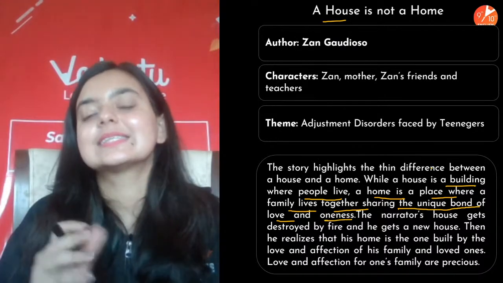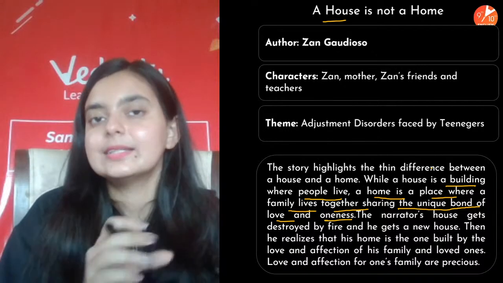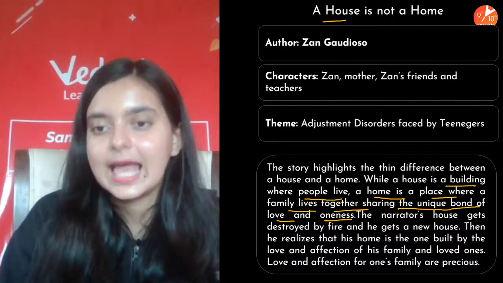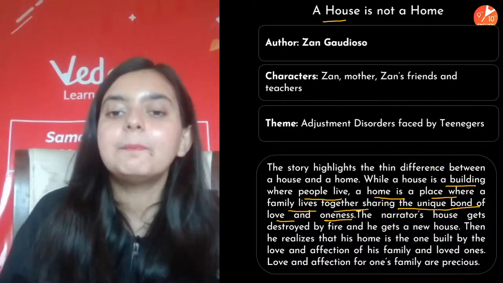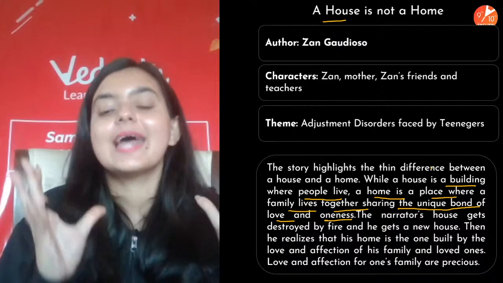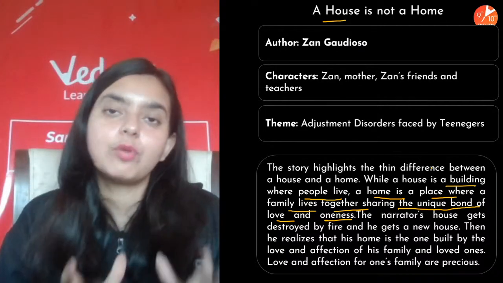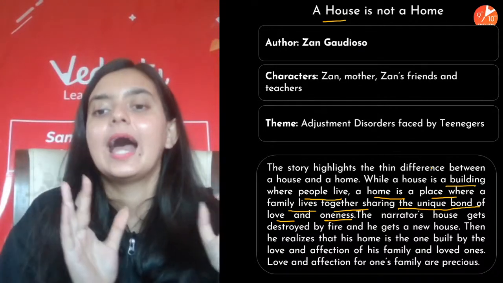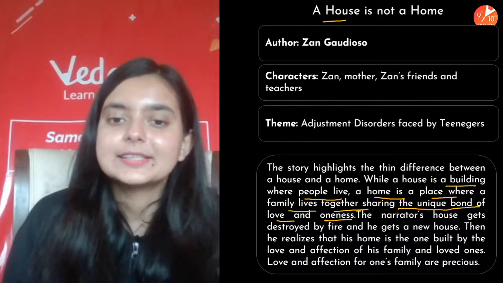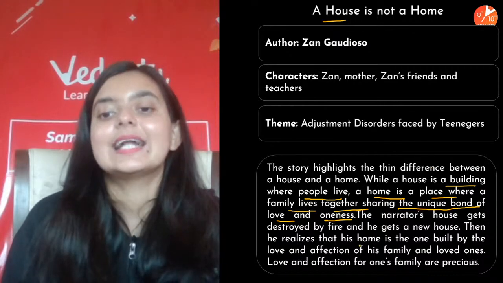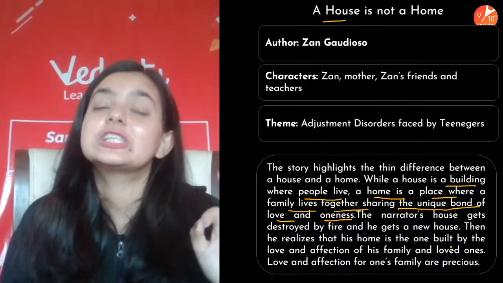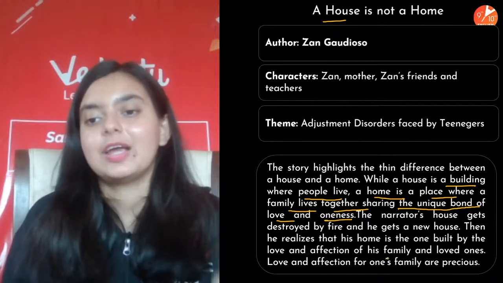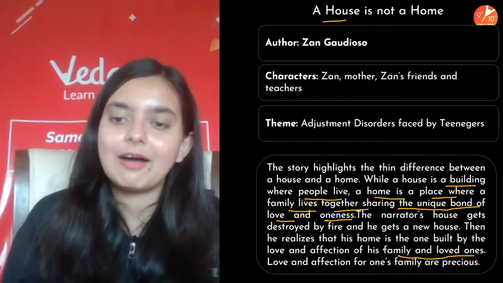So a house is just a structure made of bricks, cement, and other building materials. But what is a home? When people live as a family, sharing the unique bond of love, oneness, happiness, everything, right? So the author realizes that his home is the one which is built by the love and affection of his family and all the loved ones.